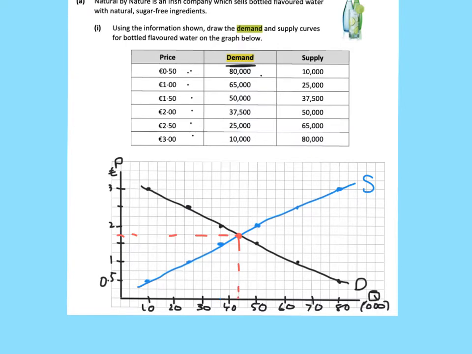at roughly 42,000, I'd say, 42,500. And then it would be just a little over €1.50, so probably 1.75. But we're going to talk about that today.